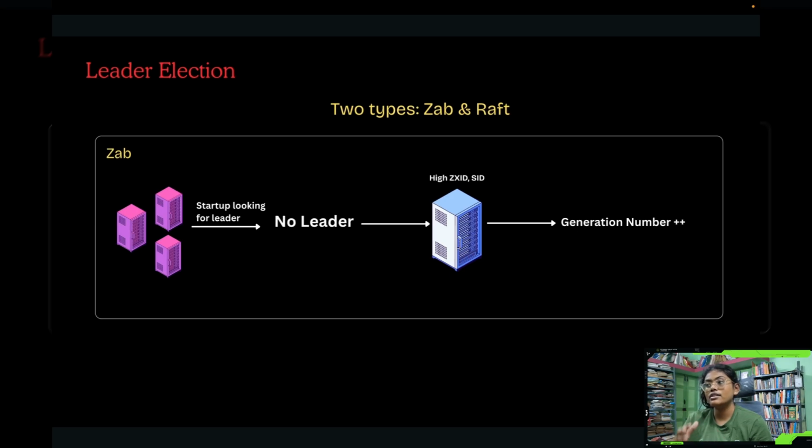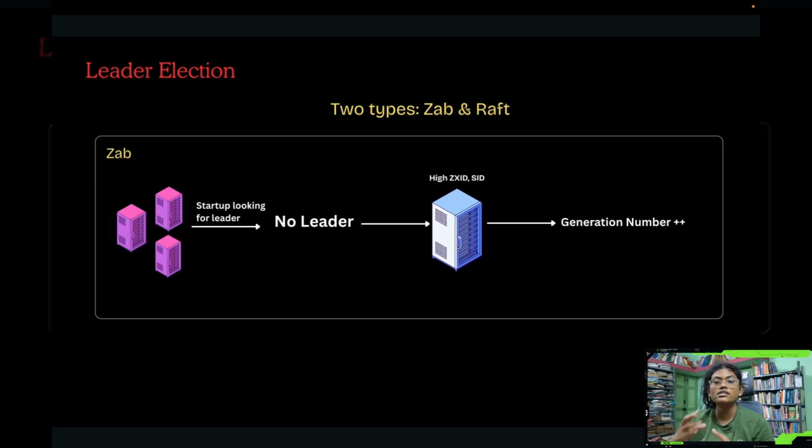In ZAB, we have the leader election. Before starting the leader election, all the followers start looking for the leader. If there is no leader, then there will be a leader election. How the leader is selected is based on the Zookeeper's transaction ID, which is the update number. The server having the highest transaction ID will become the leader. If there is a tie between the Zookeeper's transaction IDs, the server with the highest server ID will become the leader. And after the leader is selected, the generation number will get increased.